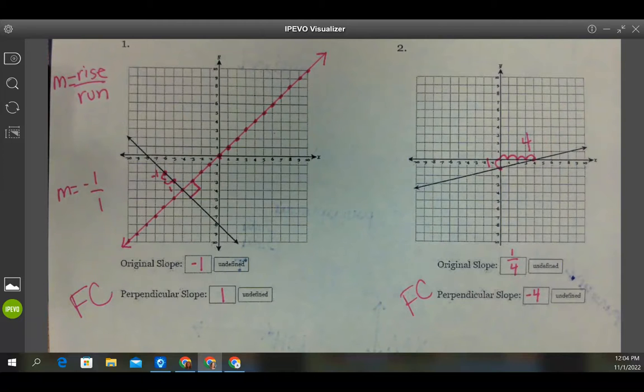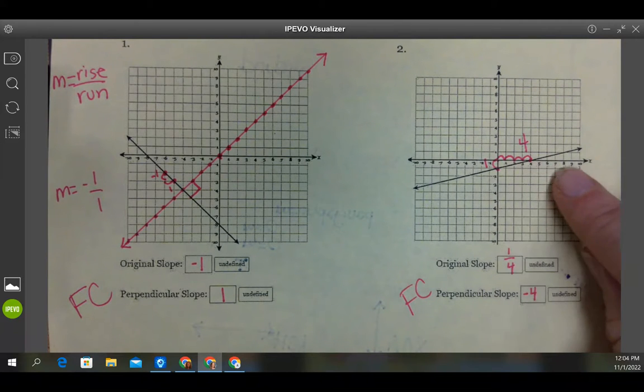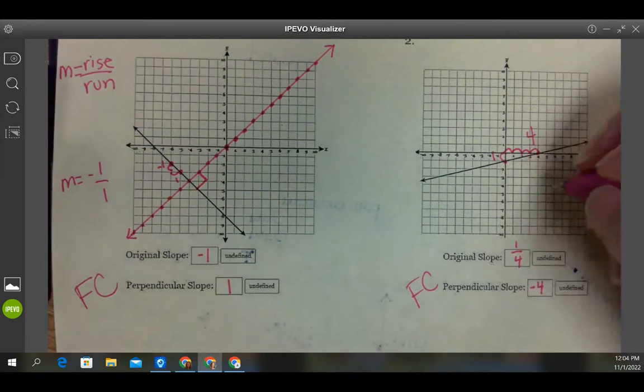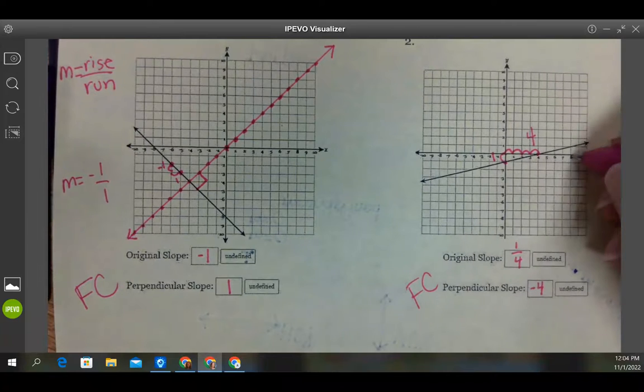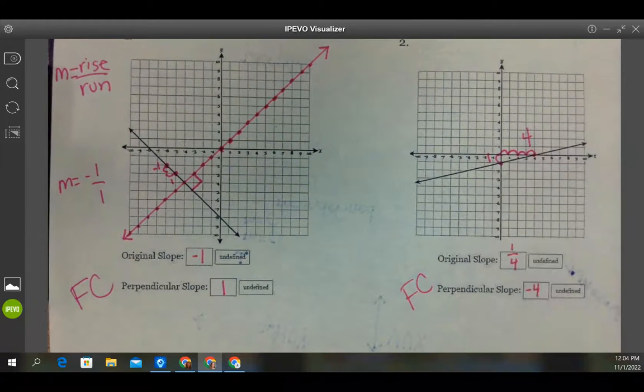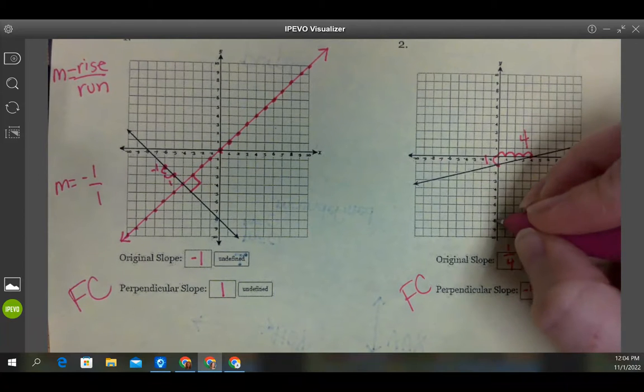Where do you think we should start? That's not a perfect point. Oh, we don't have to be on the line. Okay, okay. I was confused. So like on the x-axis or y-axis? Why don't we start on the y-axis at 8?